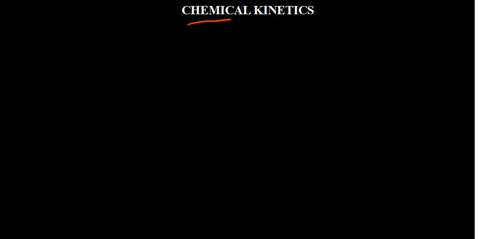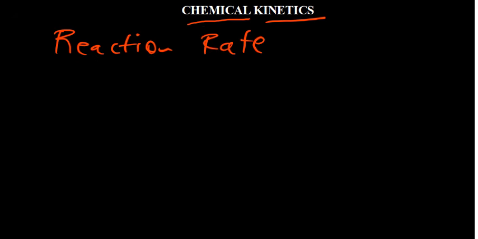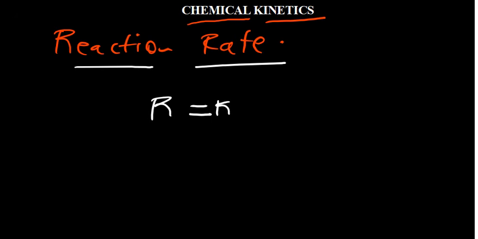So what are some of the things that we need to understand under chemical kinetics? We are going to be working with reaction rates, how fast a chemical reaction is going to progress. How fast a reaction happens is what we call the reaction rate. The reaction rate, which we are going to denote by R, is going to be given as a product of k and the concentration of a certain reactant.